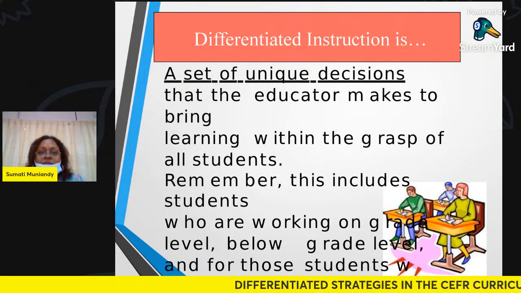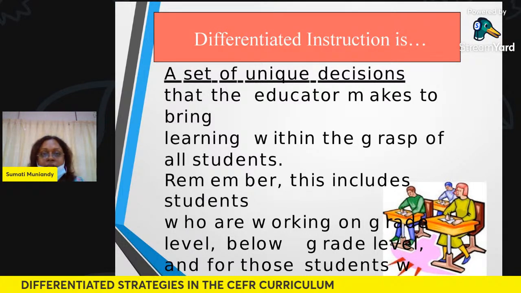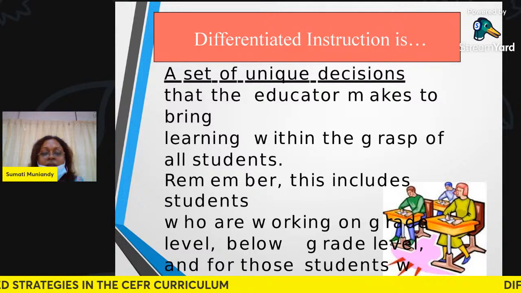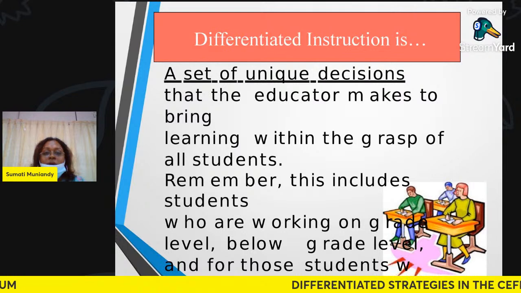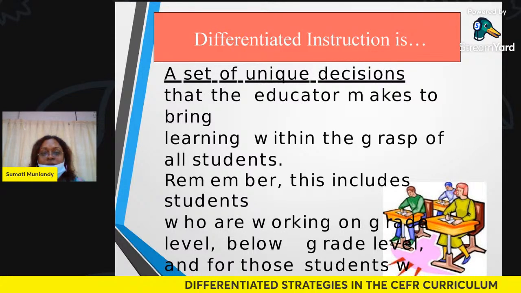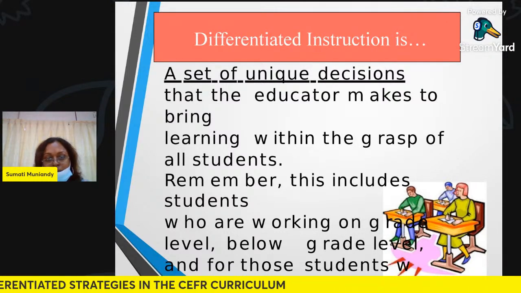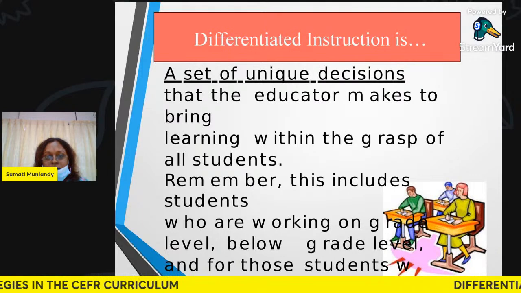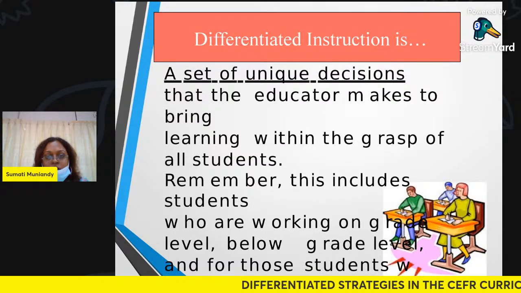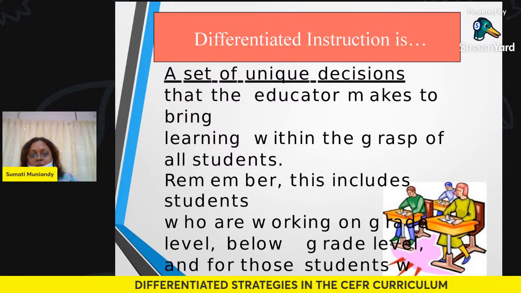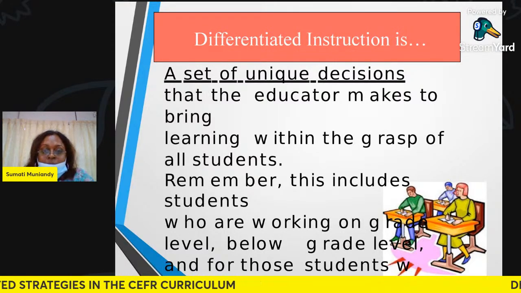Okay, what is differentiated instruction or strategies? It's a set of unique decisions that the educator makes to bring learning within the grasp of all students. Remember, these are students who are working on grade level, below grade level, and above grade level.